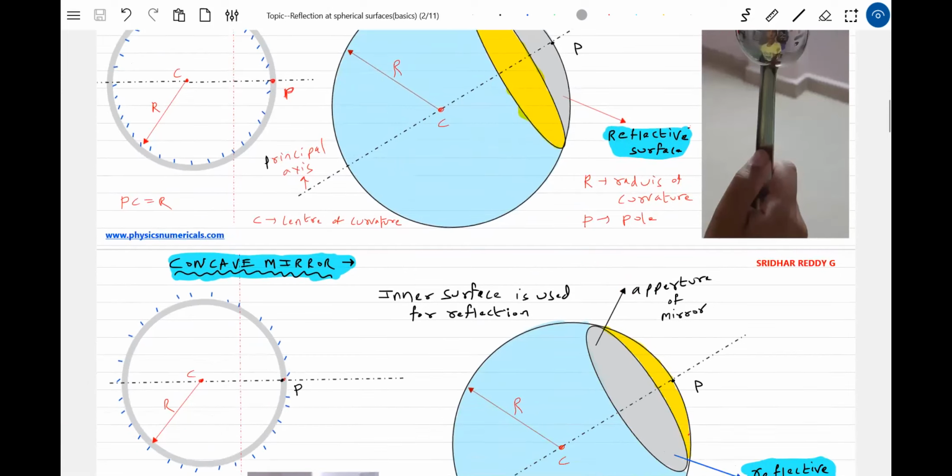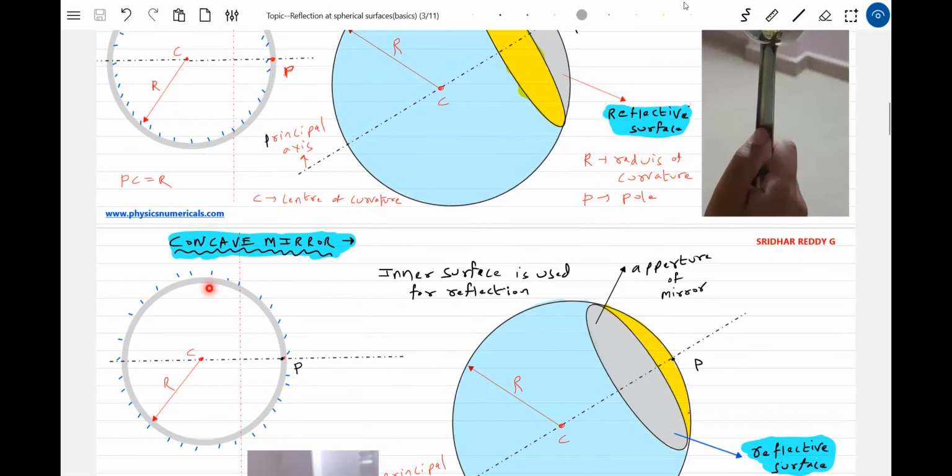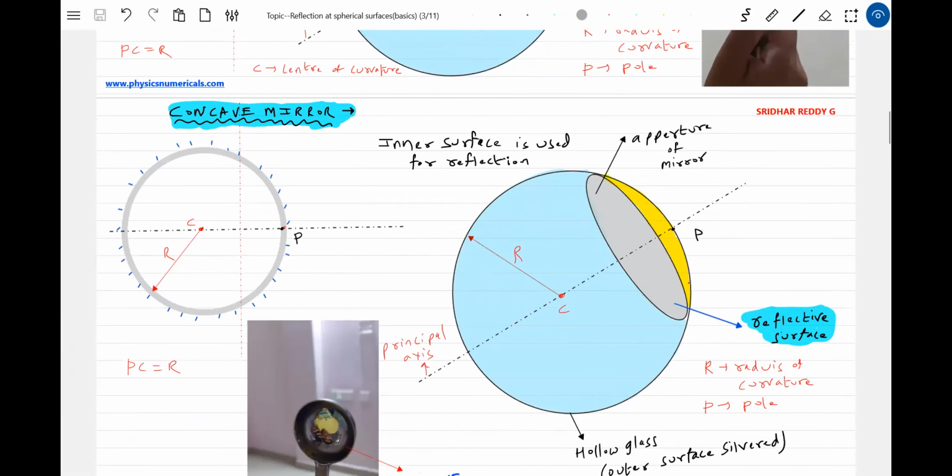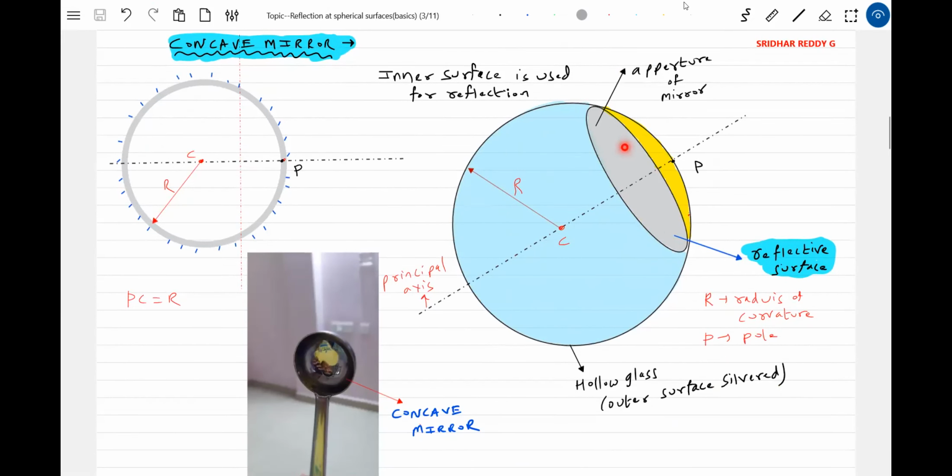Okay, now similarly, we have one more called a concave mirror, where the inner surface will be utilized as the reflecting surface. So again, I'll take a thin glass shell and cut it at this particular part. Then the inner surface will be available for reflection. So I'm going to cut it.